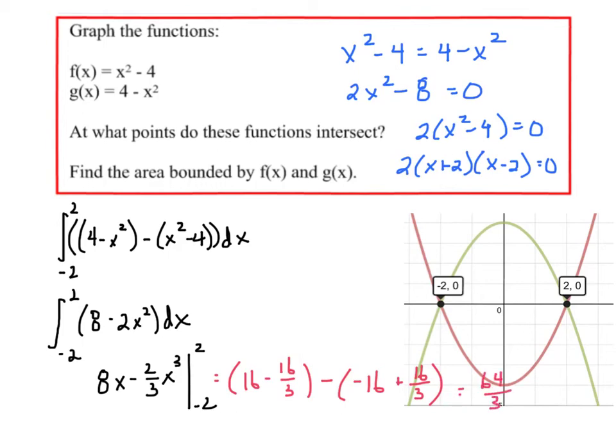And again, you might want to check that just to make sure. But remember, we find the intersection points and we do the top function minus the bottom function. And we can combine some terms if that makes it easier. You don't have to. Then we plug in the top bound, plug in the bottom bound, and find the difference.